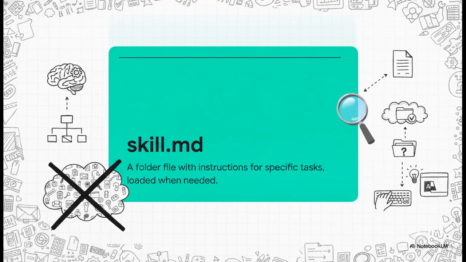The agent only sees a lightweight directory of what it can do. It's only when you actually ask for a specific task, like, say, building a PowerPoint deck, that the agent dynamically pulls in those exact step-by-step instructions.